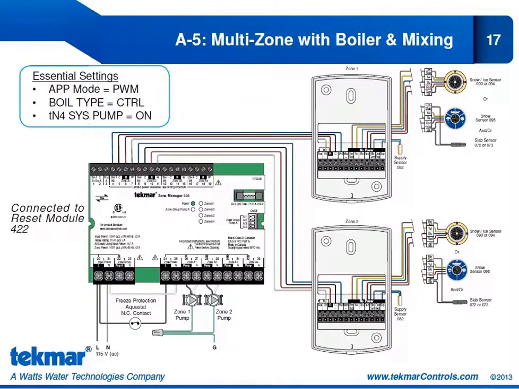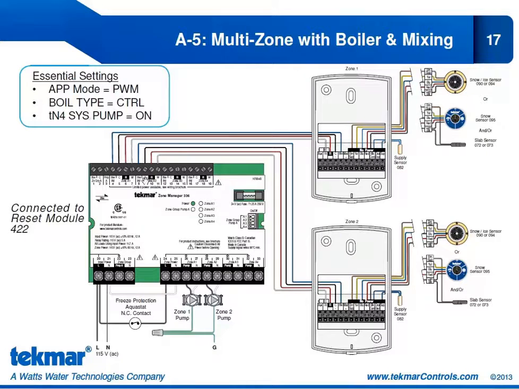Here's the electrical diagram for application 5. We have our 2 654s, zone 1 and zone 2. Zone 1 654 is connected to zone A1 on our zone manager 336. So we have TN4, C, and R from our 336 coming to TN4, C, and R on the 654. Our heat relay is going to be going to the W for that zone input.